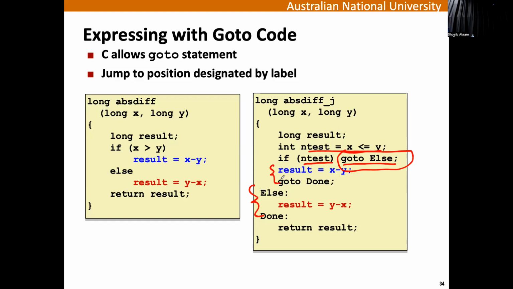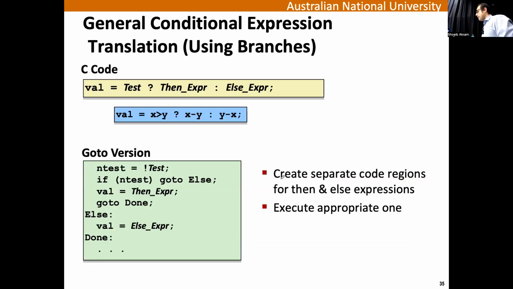Now, C does provide goto statements, but they are not used. Goto is considered a very bad programming practice. But this is just to show you what the compiler is doing. The compiler internally is using the goto style to transform the loop.